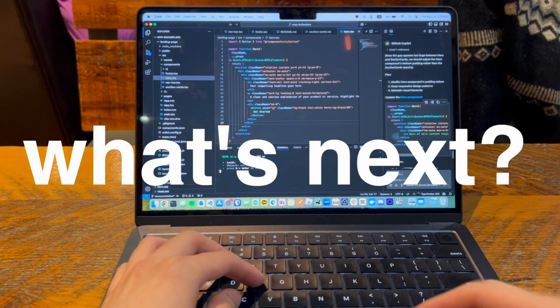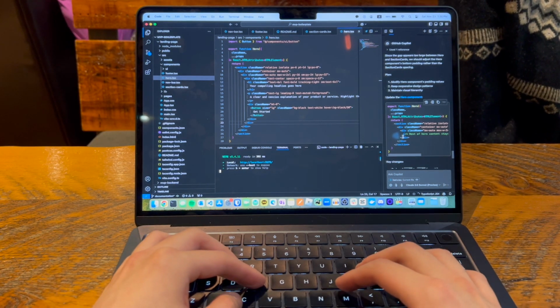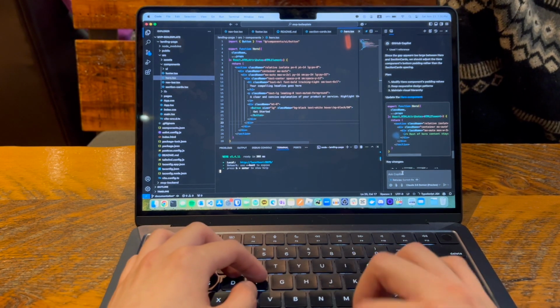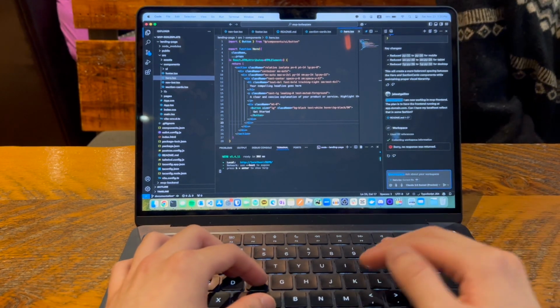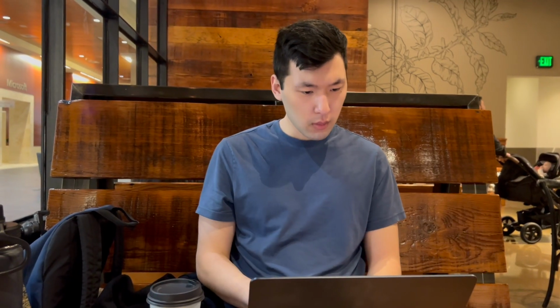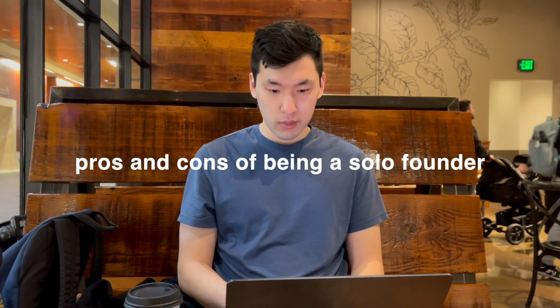Landing page aside, it's going to be a couple of weeks of coding to try to get my MVP out, so I'm probably going to do some sort of private beta where I iron out all the initial bugs and kinks and get a solid first feature out before going to a wider public beta. In the meantime, I do want to talk about some of the pros and cons of being a solo founder that I've faced in the past couple of weeks.